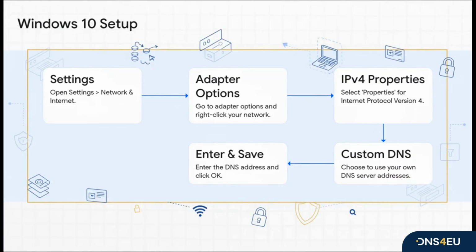Now, if you're still on Windows 10, the path is a little different, but it's just as easy. Go through your network and internet settings till you find the adapter options. Right-click your network, go to Properties, and find Internet Protocol version 4. That's the spot. You'll see the option right there to plug in your own DNS addresses. Enter them, click OK, and that's it.